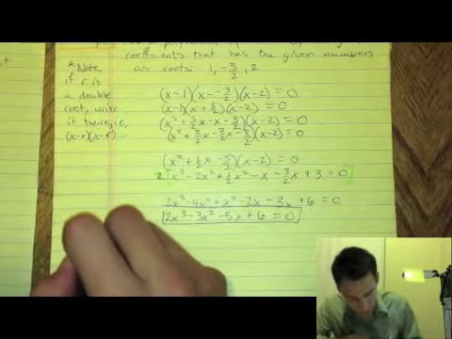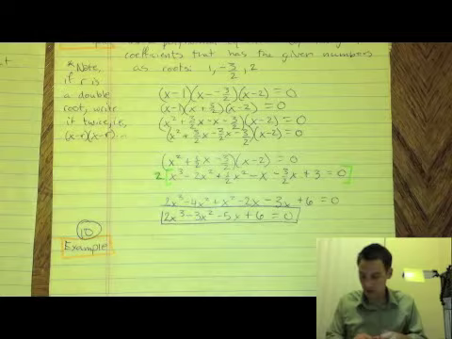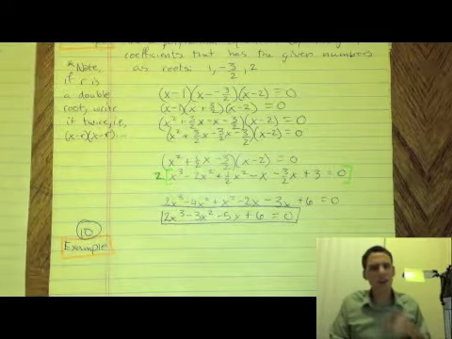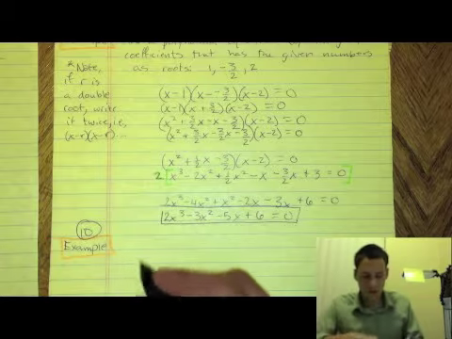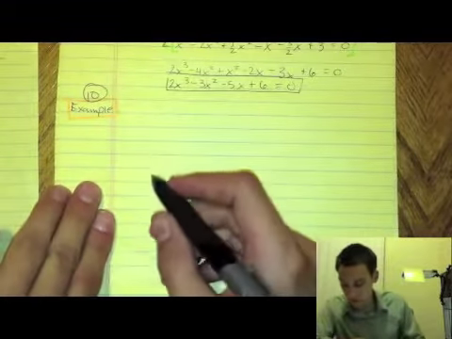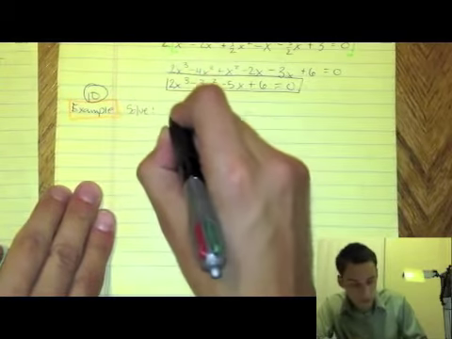Example 10. The instructions are just solve completely. You've done these steps before, so this shouldn't be too bad. It's just a little bit more involved. There's more things you have to do. So solve. And they'll give you an equation.